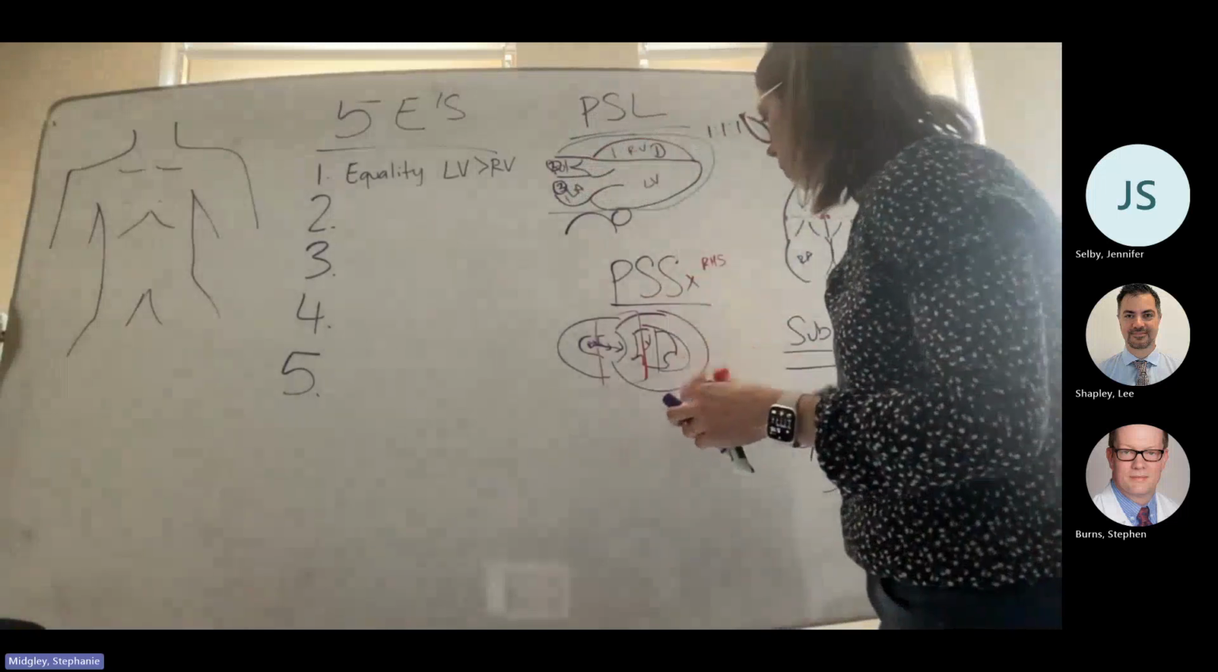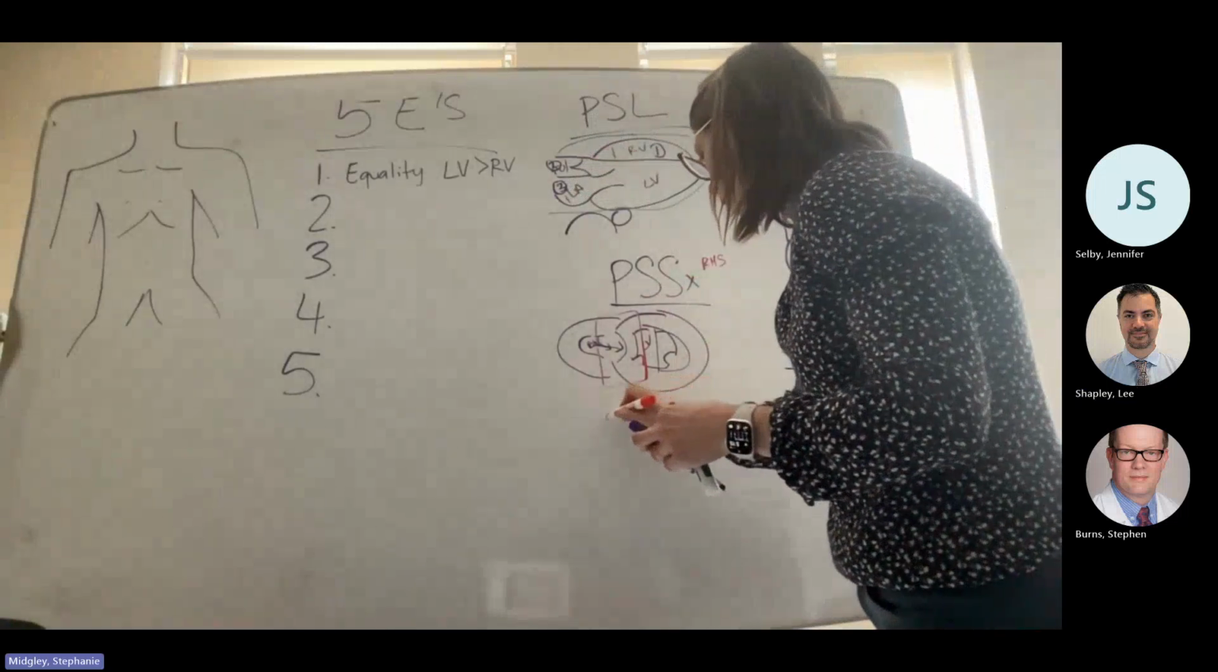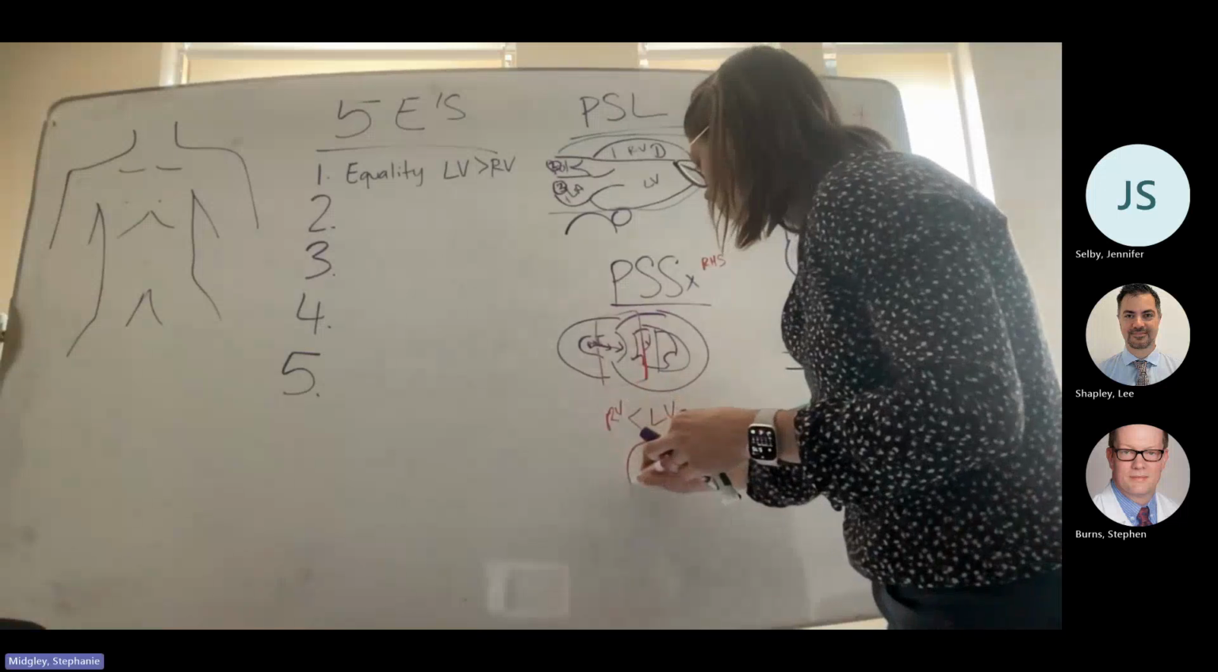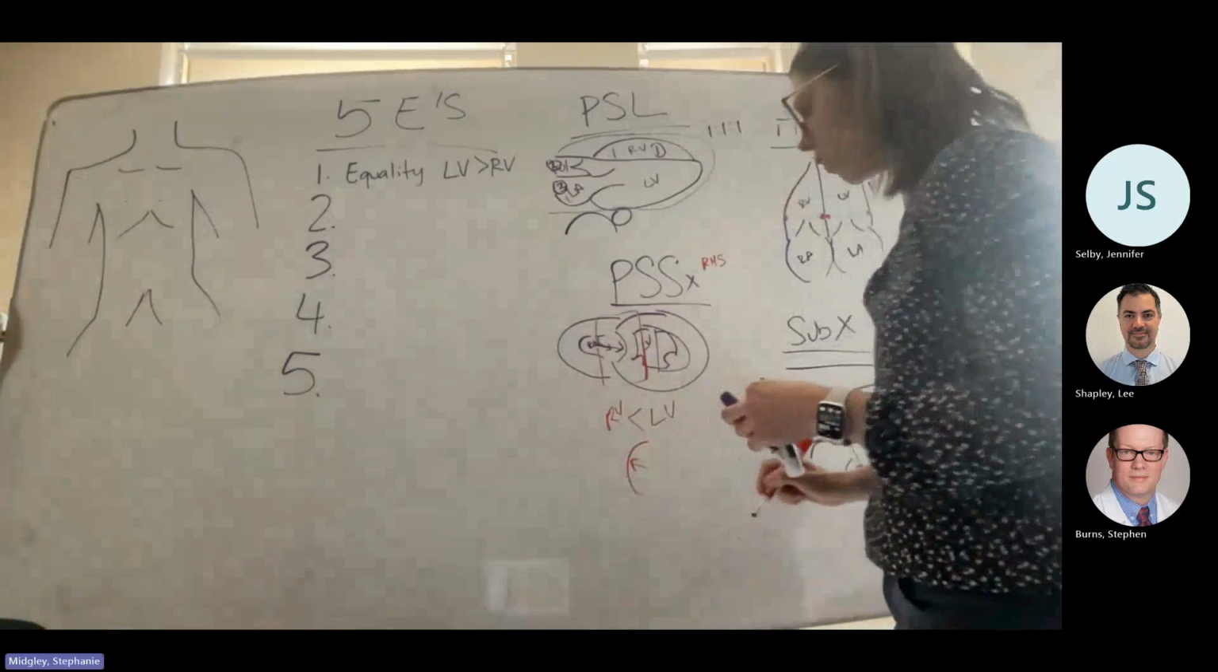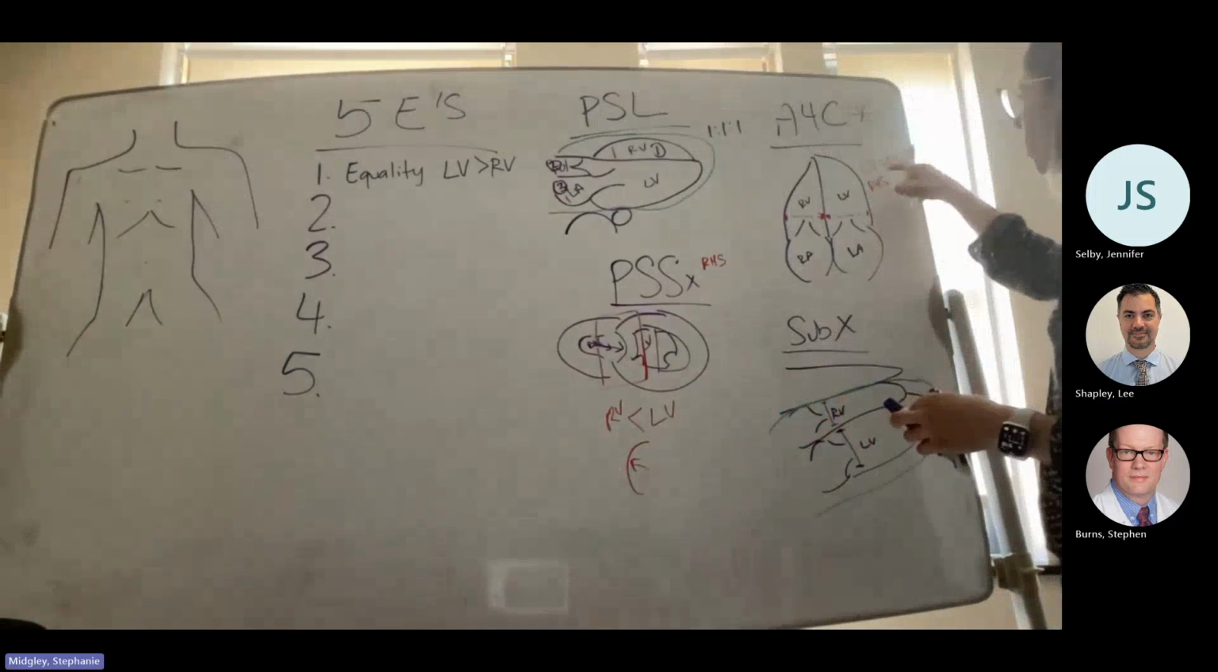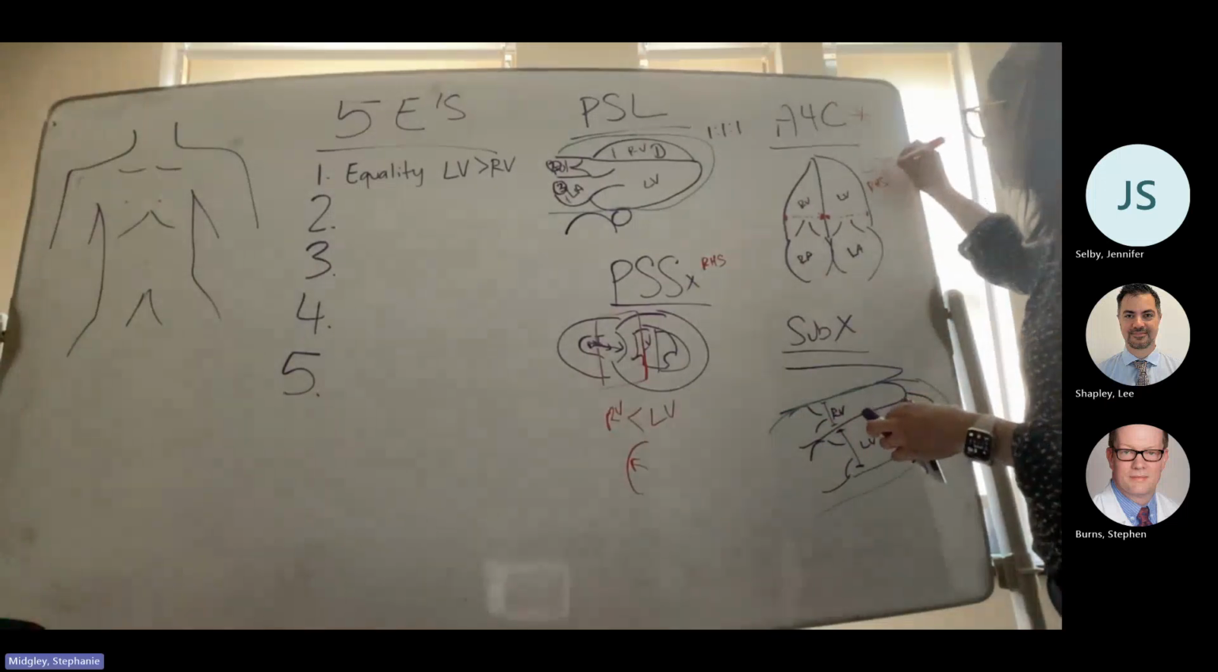In my parasternal short, my LV should be bigger than my RV, and my septum should be pointed in towards my RV. In my apical 4, my LV should be bigger than my RV.